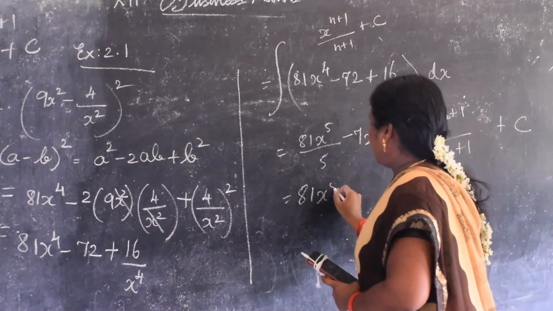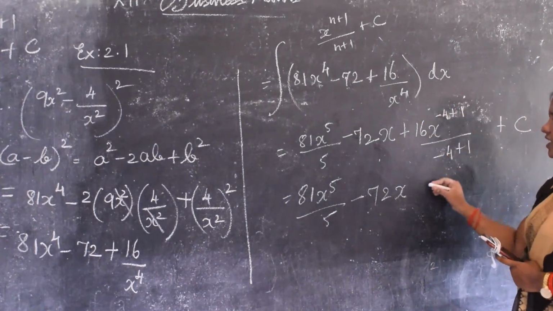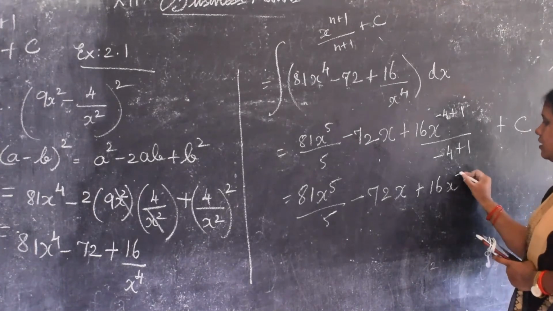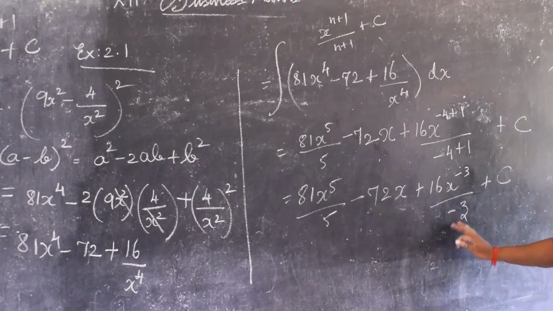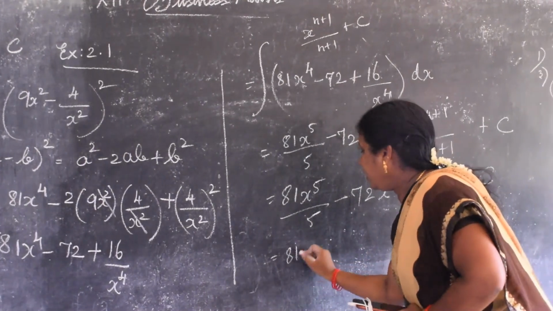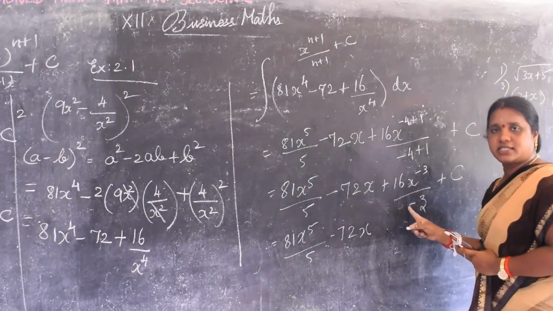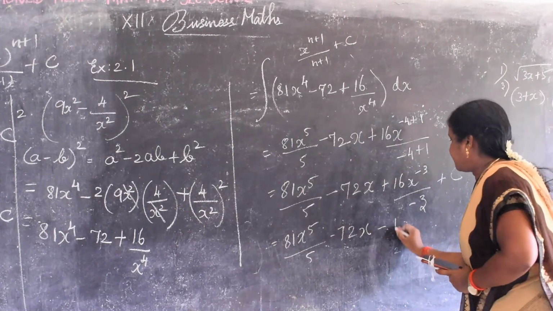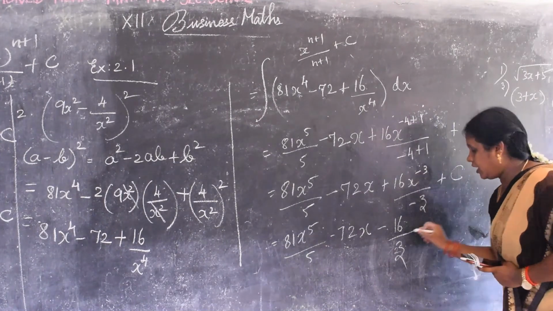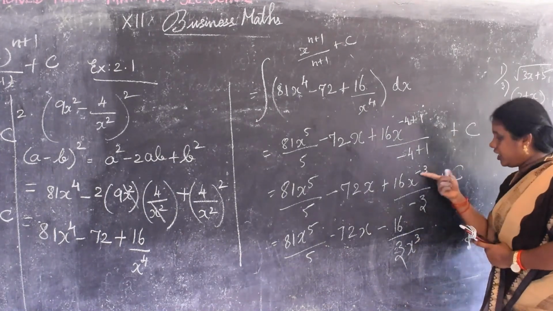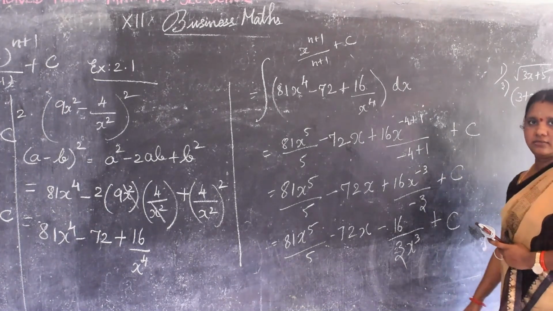So 81 x power 5 divided by 5 minus 72x. If you simplify this, what will come? 16 x power minus 3 by minus 3 plus c. Again I am going to write this as 81 x power 5 divided by 5 minus 72x. Here minus is here, so what will this plus become? Minus 16 by 3, here x power minus 3. That means when it comes to the denominator, it becomes by x cube. When it goes to the numerator, it changes into x power minus 3. Plus c. That's all. Have you understood?